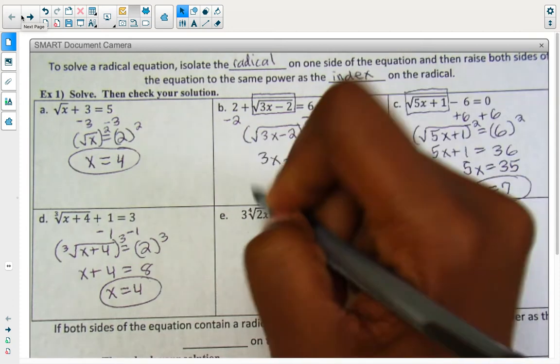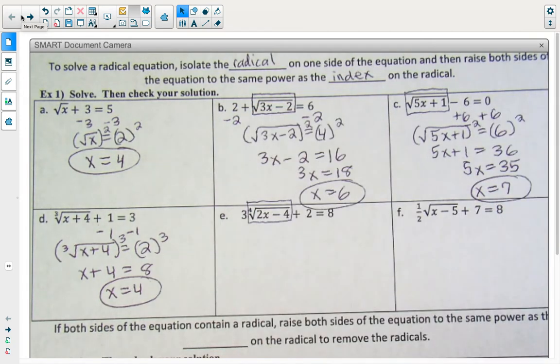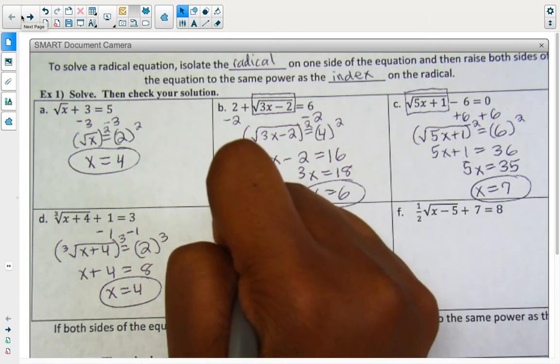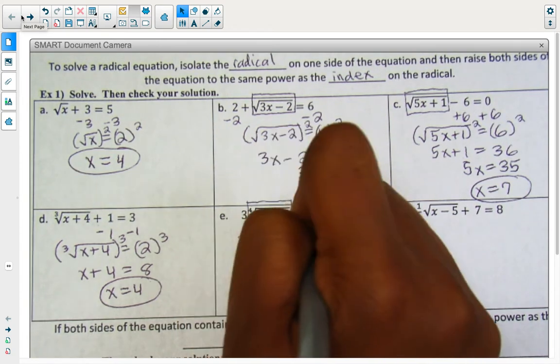E, so I'm going to go back to put my box around it. We need to get the radical on one side of the equal sign first before you undo it. So we need to subtract 2 and then divide by 3. So subtract 2, divide by 3. So I'm going to bring this down. Haven't changed anything about it. Just bring it on down.